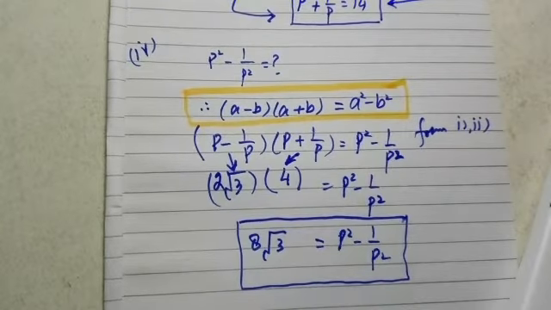Yes. Sir, instead of doing it like this, can we use the formula of a square plus b square plus 2ab? A square plus b square plus 2ab.